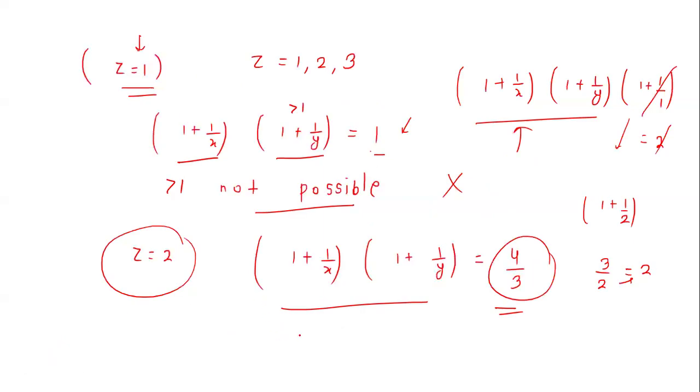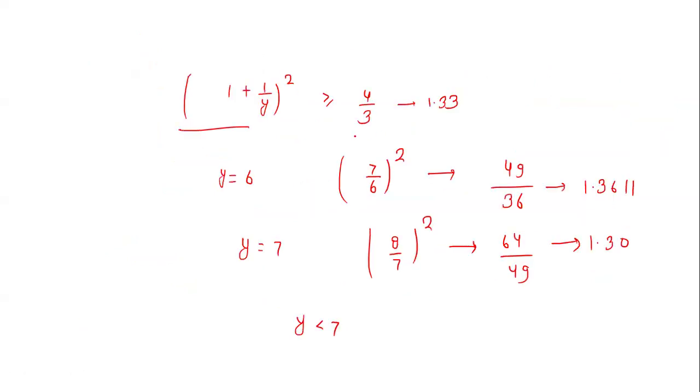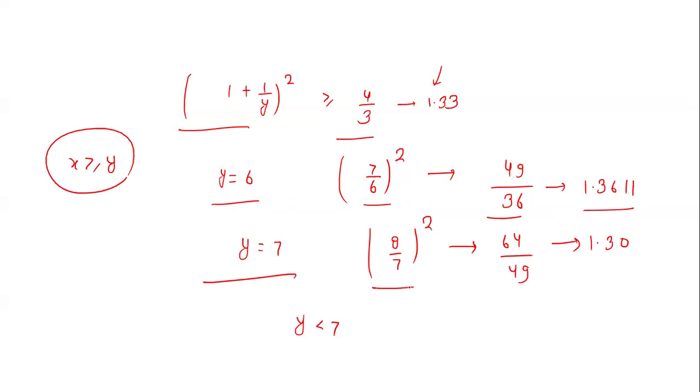By a similar argument, if I replace 1 + 1/x by 1 + 1/y, then this square must be greater than or equal to 4/3 because x is greater than or equal to y. So this value is 1.33. Now if you put y equal to 6, it becomes (7/6) squared, which is 49/36, which, if you calculate, is equal to 1.3611. And if you put y equal to 7, it is (8/7) squared, which is 64/49, and it is equal to 1.30. So now we can see that for y equal to 7, this condition is not satisfied. So y must be less than 7 to have a solution.